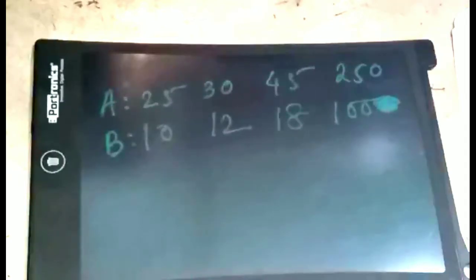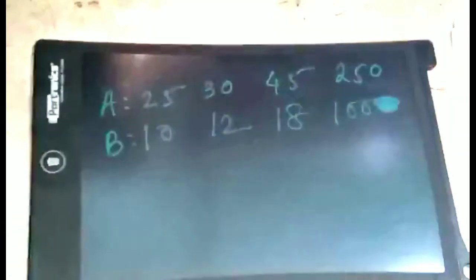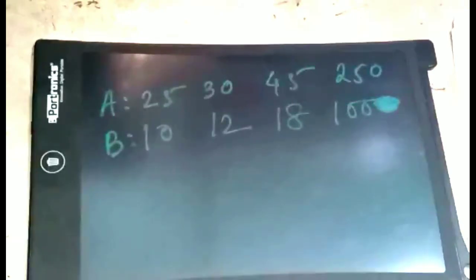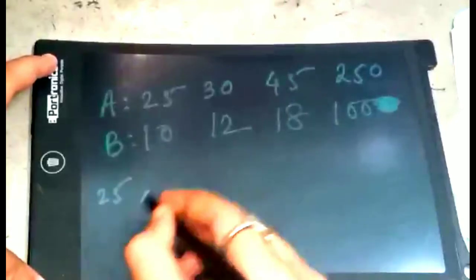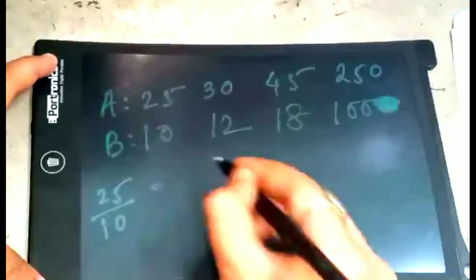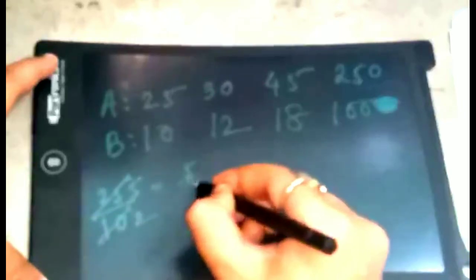So how do we check? First of all, you observe that with the increase in A, the value of B is increasing. Now we need to see whether the A by B ratio at any instant comes to a constant value or not. So we take the first value of A, 25, and the first value of B, 10. This gives 5, 5, 5, 2. We get 5 by 2.